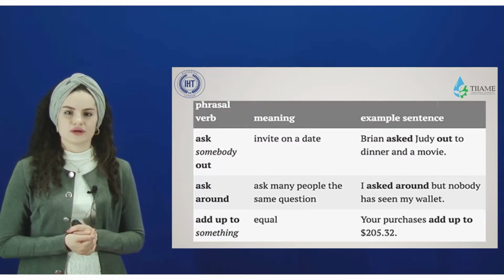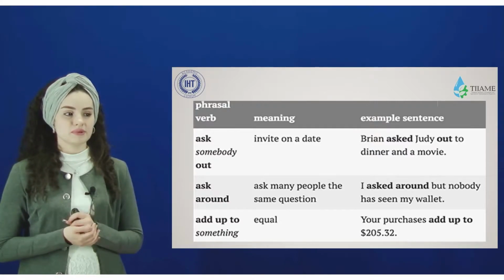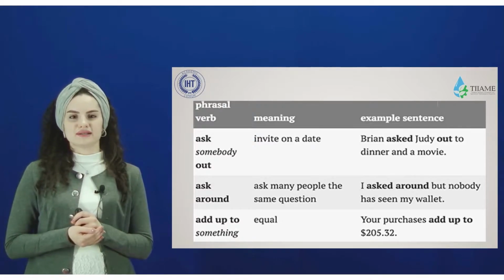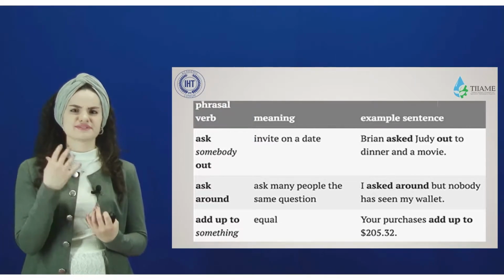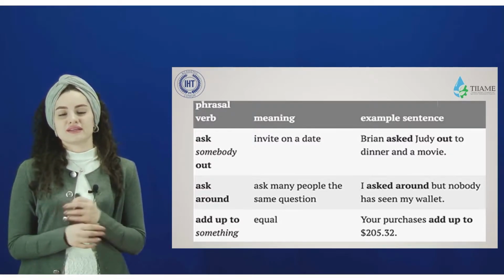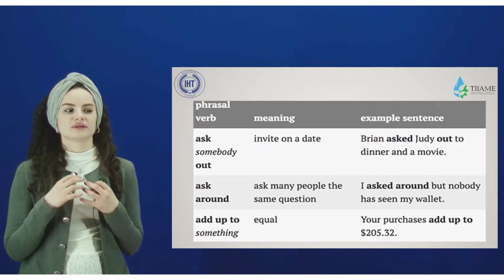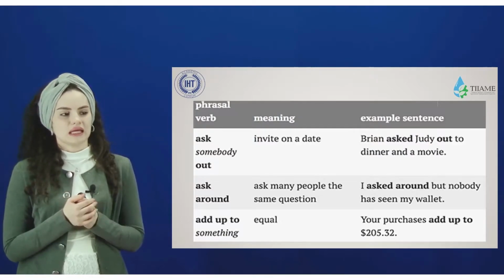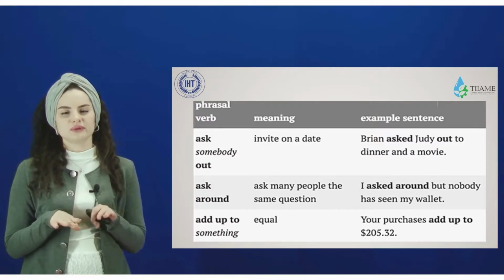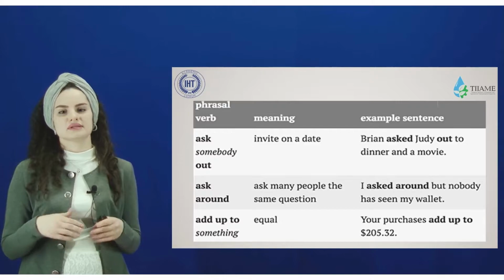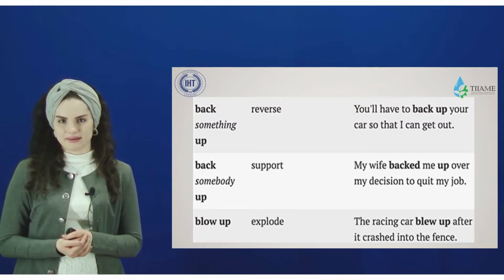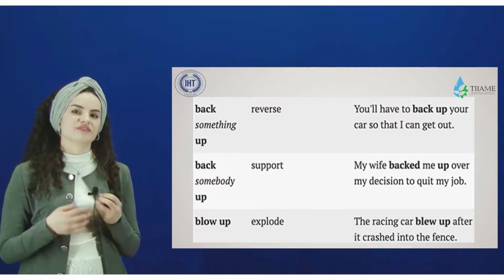Ask around. So what is the definition? Ask many people the same question. So you would like to make such kind of statistics maybe. For this purpose, of course, you should ask around. Ask the same question to many people. And add up to, so equal amount of something, equal level, something that is equal. So back up. What is back up? Back up is to reverse.